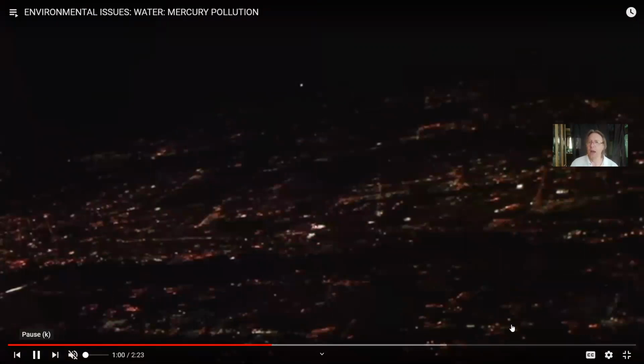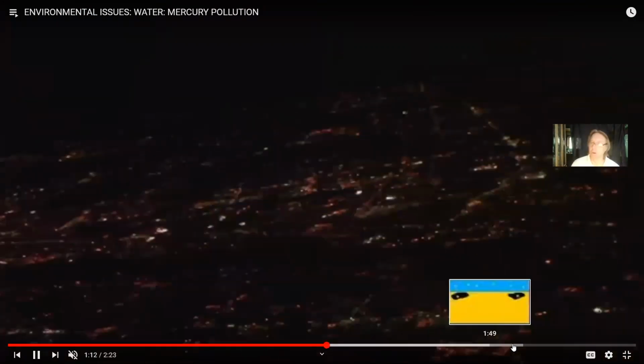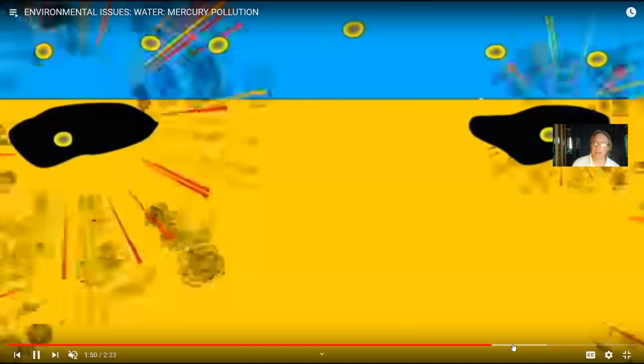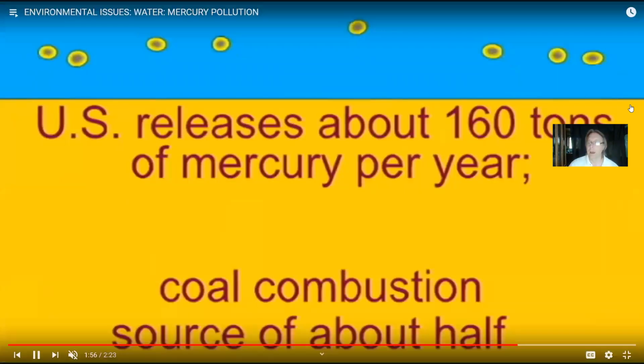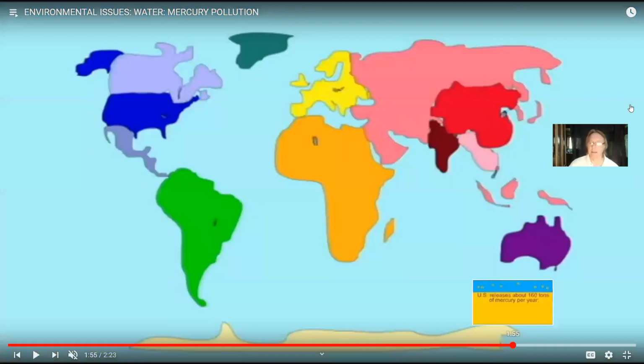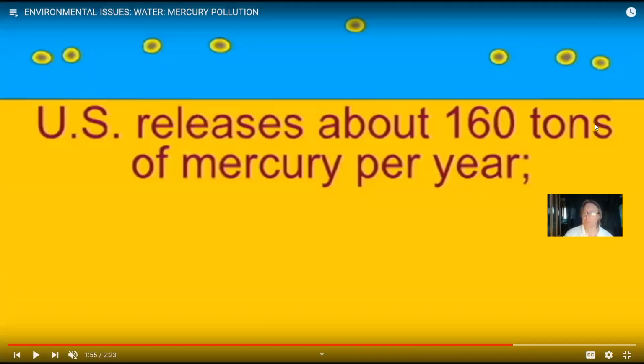Now, mercury in and of itself is not absolutely horrible to a large extent. But the problem is that chemical reactions occur in life. Bacteria can promote some of these. And so that mercury can then be converted into a more dangerous form, methyl mercury, which I'll get to. And so there are tons of mercury which are released into the atmosphere per year.